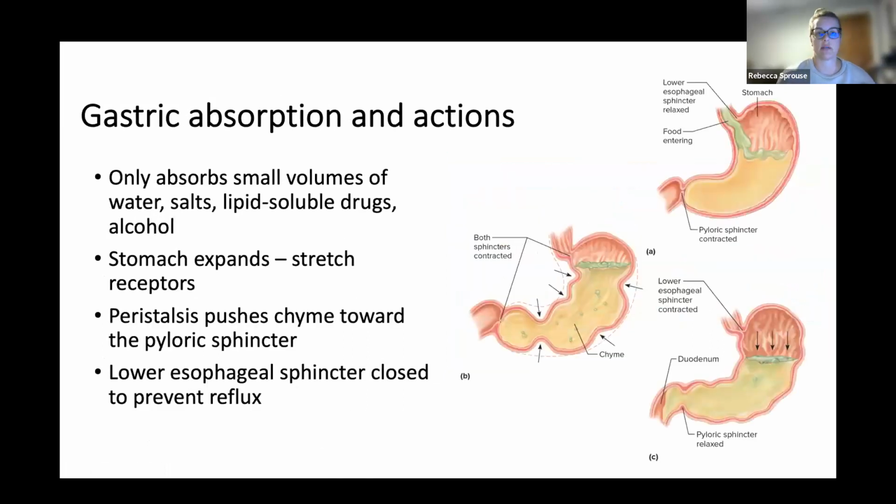So what does the stomach do other than churn, right? It's going to absorb very small volumes of water, salts, lipid soluble drugs as well, and alcohol. Nutrients are not absorbed in the stomach, if at all. As the stomach expands, stretch receptors are going to be stimulated, and that is going to tell the peristaltic waves to push that chyme towards the pyloric sphincter, as well as contract that stomach and mix the contents, things like that, prior to pushing it towards the sphincter.